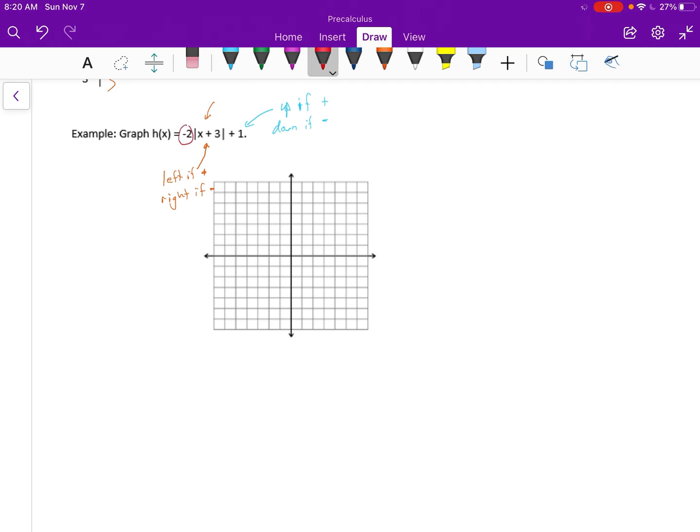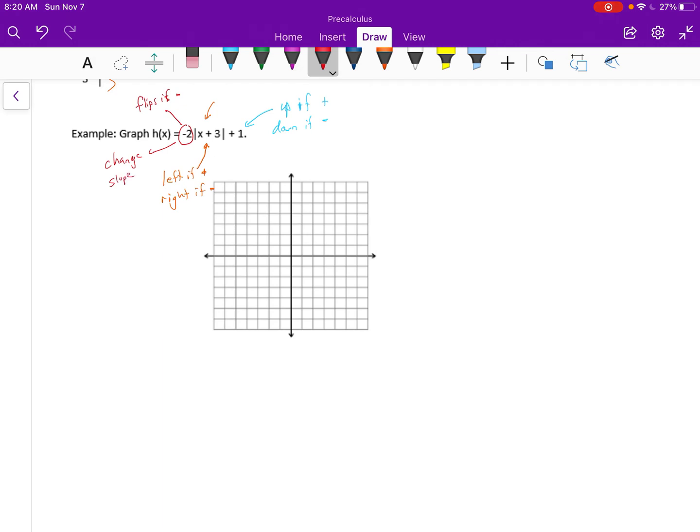And then out front here, it flips it if it's negative. And then it also changes the slope. So it has two things that it does: flips if negative, and changes the slope.